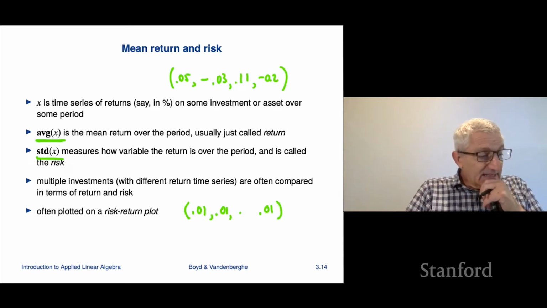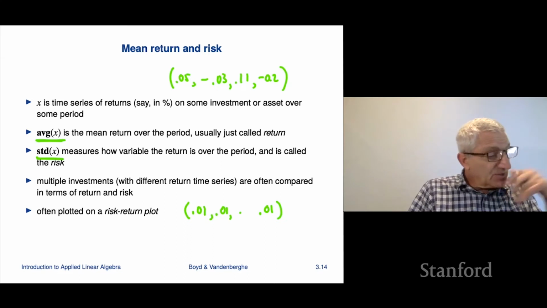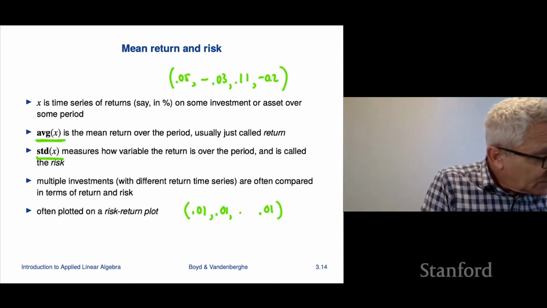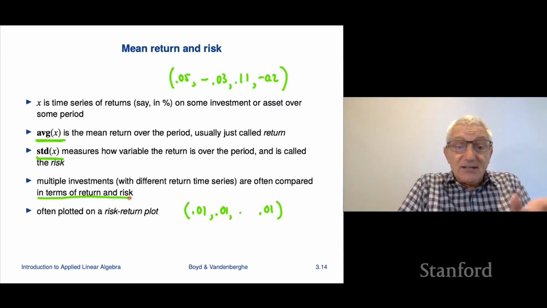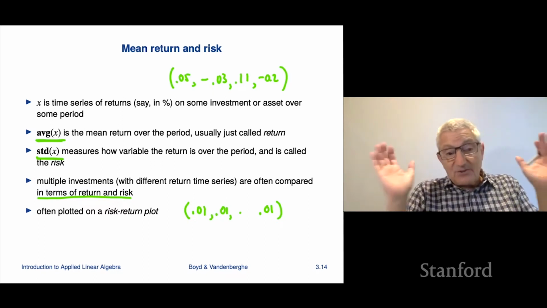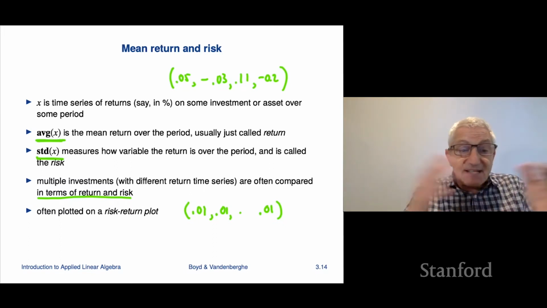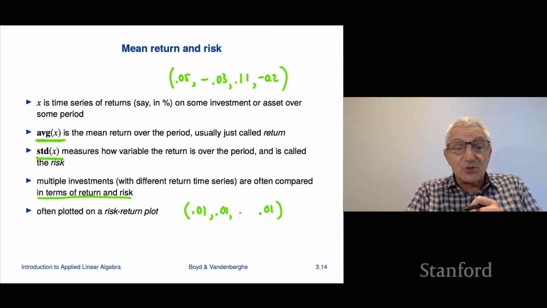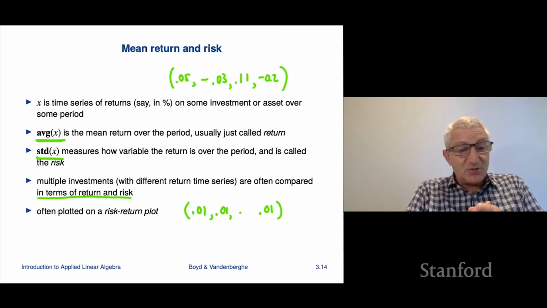So this is actually referred to as just the risk, the standard deviation of the return time series. And what you'll usually do is compare these. This is how you compare different time series. So you would say, my portfolio made, over that time period, an average return of 12%, let's say, per year. And I had a standard deviation of 10%.